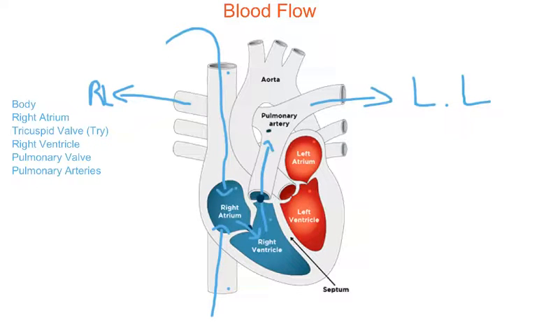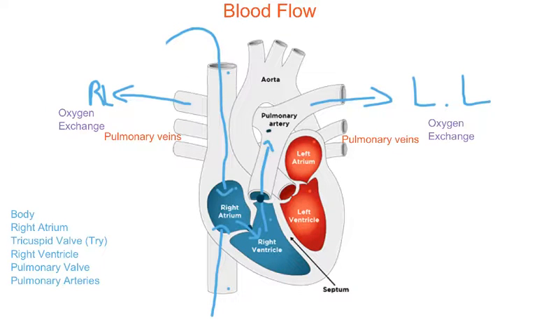So let's review what we got so far. Blood comes in from the body into the right atrium, and then we get past the tricuspid valve. I wrote down tri right here, and you'll see why later on in this video. Then we go into the right ventricle. From the right ventricle, we get past the pulmonary valve and go into the pulmonary arteries. Arteries always go away from the heart.